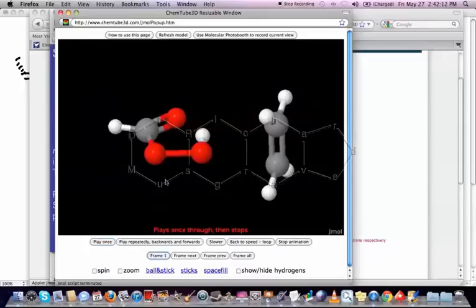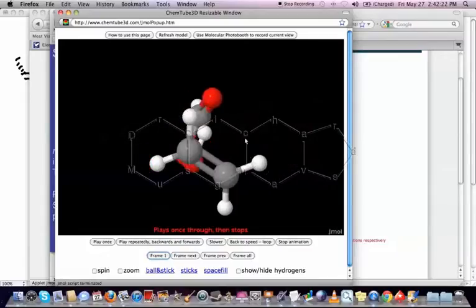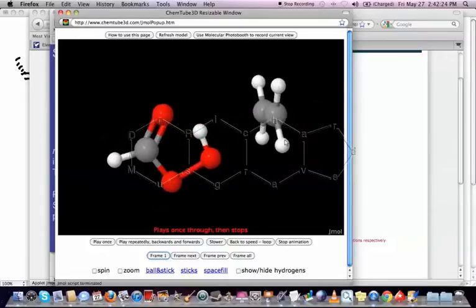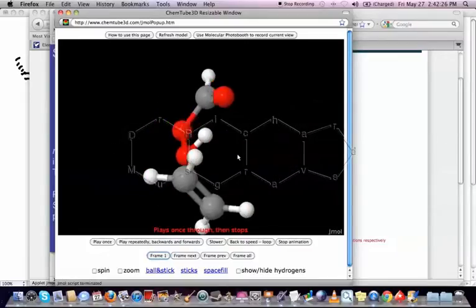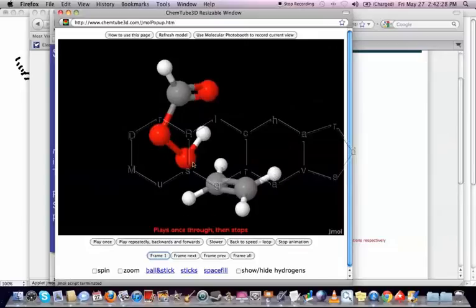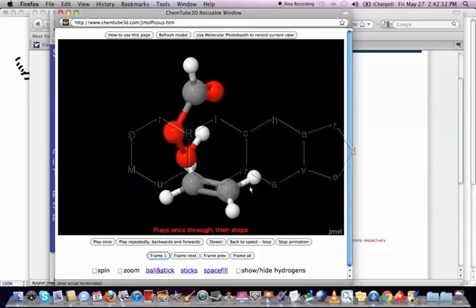Alright, so here's your peracid right here. Just pretend that this is the aromatic ring with the chlorine on it over here. Here is your alkene, and if you look closely you'll see that the oxygen from this perbenzoic acid is going to end up being plonked straight on top of the alkene like that.